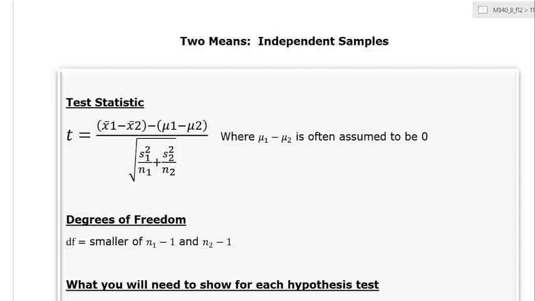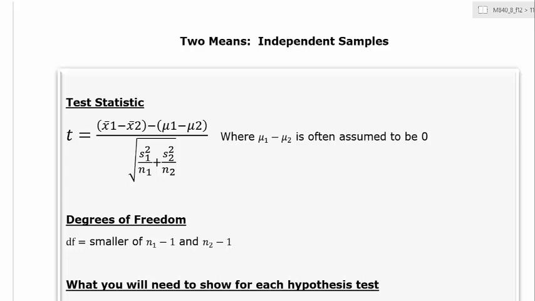Hello, in this video we're going to be talking about how to perform a hypothesis test about two means. The test statistic that we'll be using is t, and it's equal to x bar sub 1 minus x bar sub 2. That's one sample mean minus the other sample mean. This is not a typo. I wasn't able to get subscripts without the bar going over the subscripts, which is improper notation. And then minus the population mean from the first distribution minus the population mean from the second distribution.